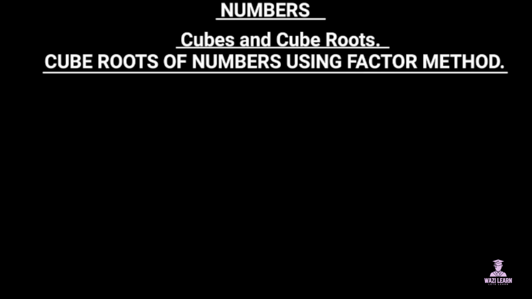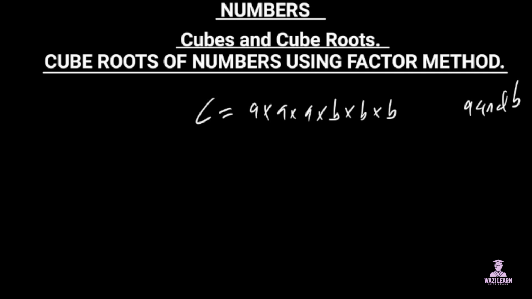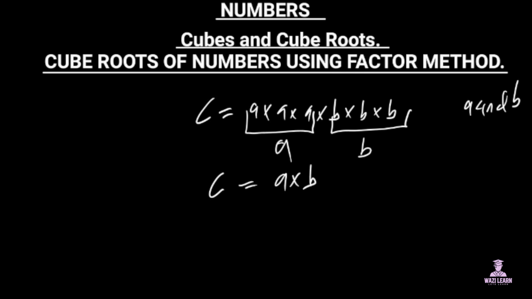Let's say a number c can be written as a times a times a times b times b times b. In this case, c has been expressed as a product of its prime factors, which are a and b. We group the numbers into 3 groups, and then we choose 1 from each group, so we get a times b. So we find that the cube root of c is ab.